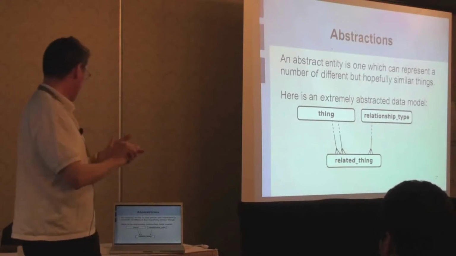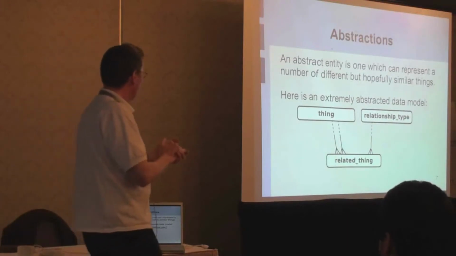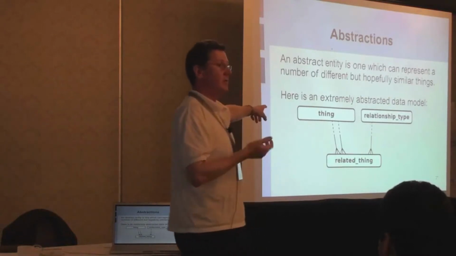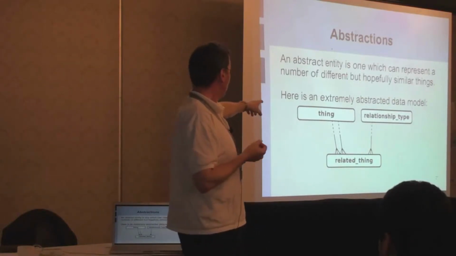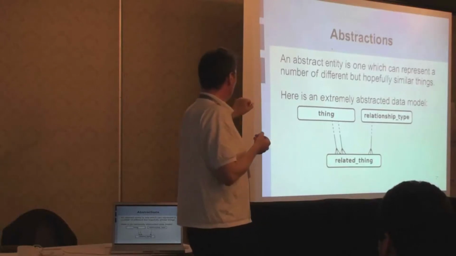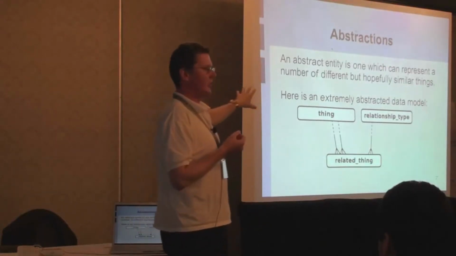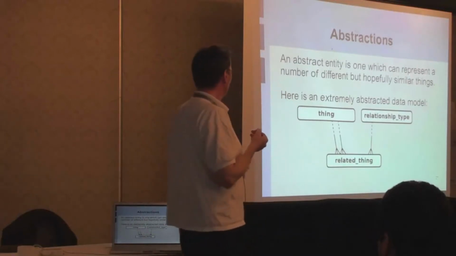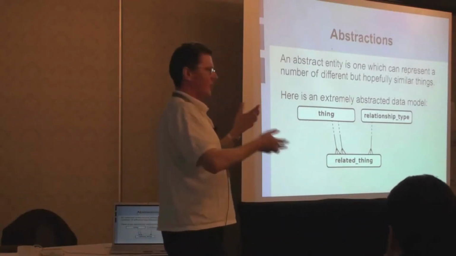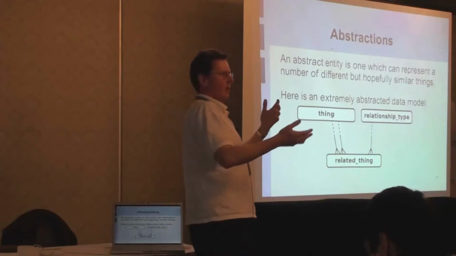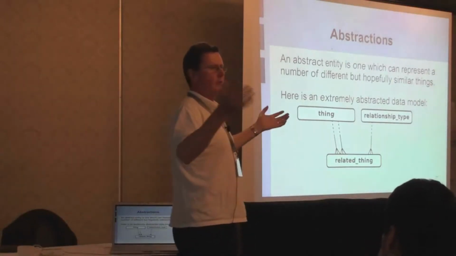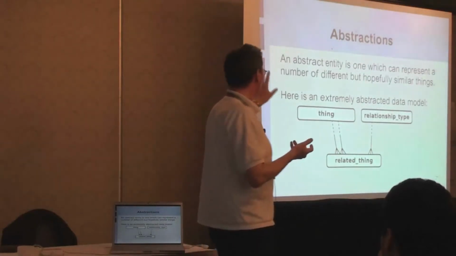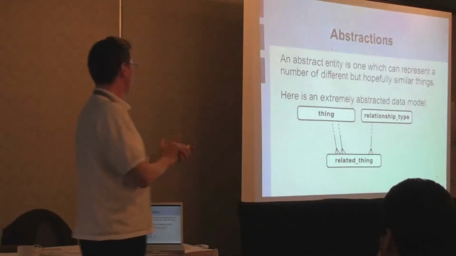Here's an extremely abstracted data model. Thing, related thing, and relationship type. Now this is kind of insane, but you can implement anything with this model. I actually saw a product from IBM about 20 years ago that used this model, or more or less. I don't think it actually recorded the relationship type explicitly. And it was a diary, to-do list, address book, everything. Just with the thing and the related thing tables. Amazing piece of work. Don't think it ever sold.